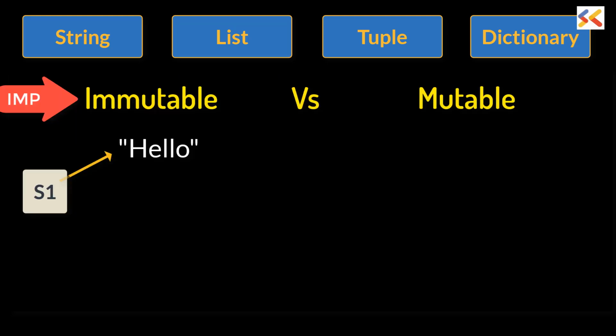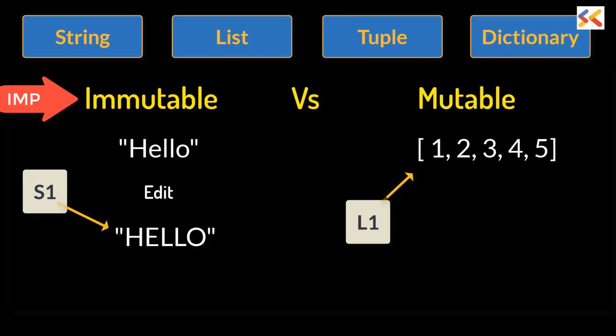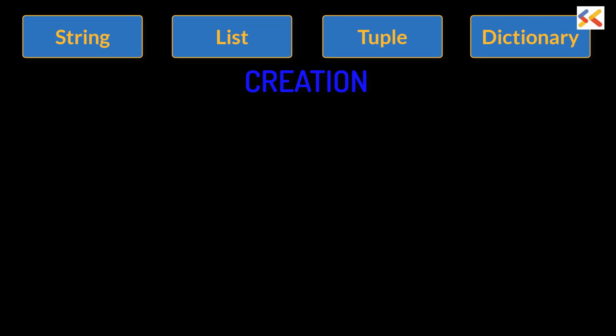Now out of these, list and dictionary are mutable, string and tuples are immutable. What does this mean? If we take a string and try to edit it in place, it will give an error. Whenever you change a string, it will always give it to you in a new memory location. But in case of list and dictionary, you can edit them in place, meaning at the same memory location. Now let's see what are the different ways to create each one of them.